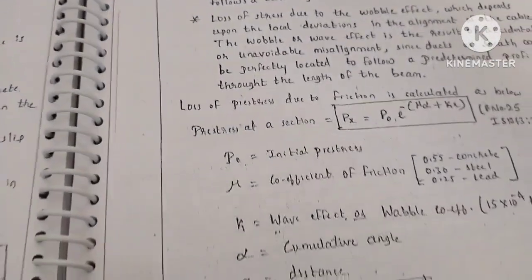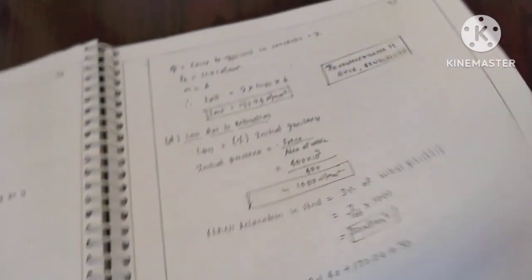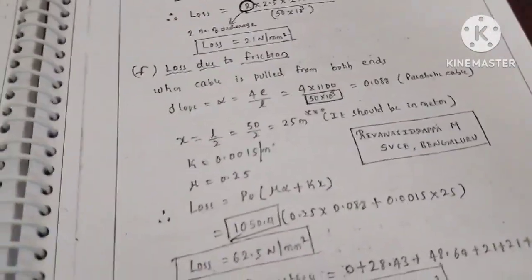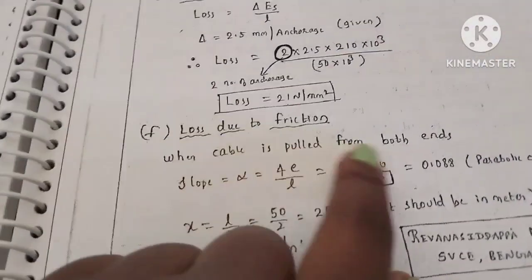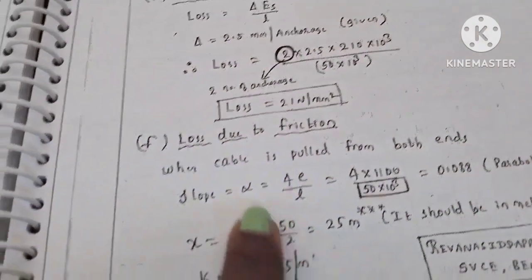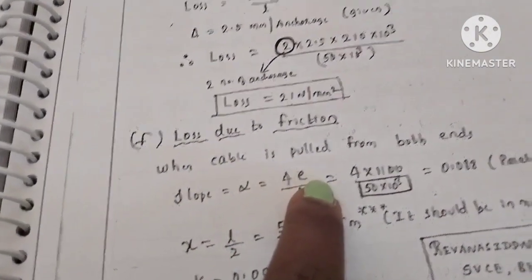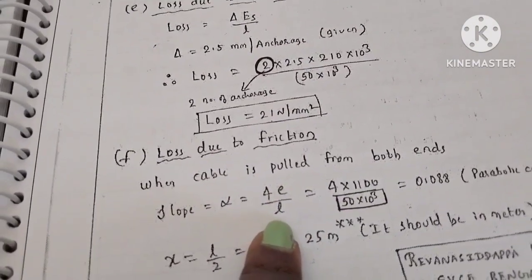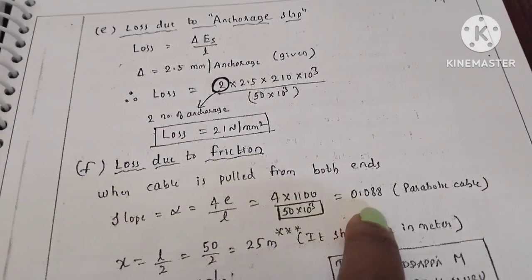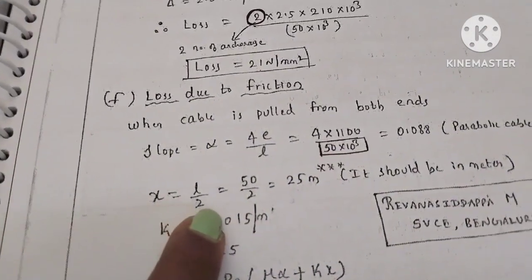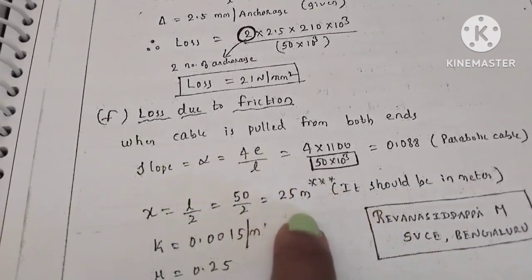So here is a theory. In the notes I have sent, take a Xerox of it, then it will be easy. Since it is a parabolic equation, the slope alpha equals 4e by L. The 4e value, eccentricity, we know, and the L value, that is the span of the beam, we know. When we simplify it, we get the value 0.088. So next, x equals L by 2. It should be in meters only, 25 meters.